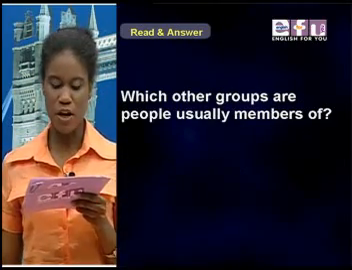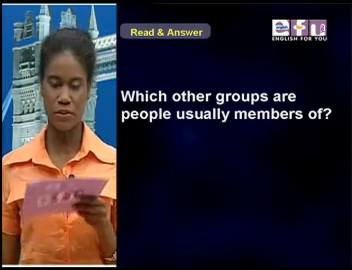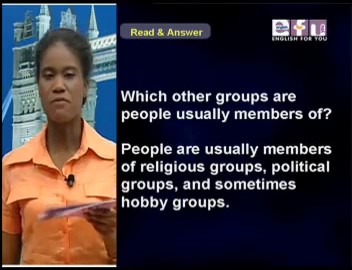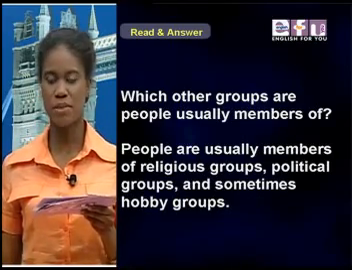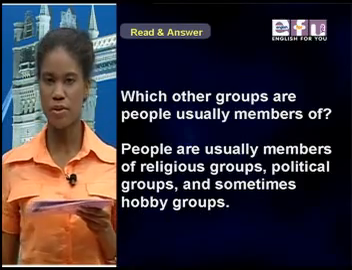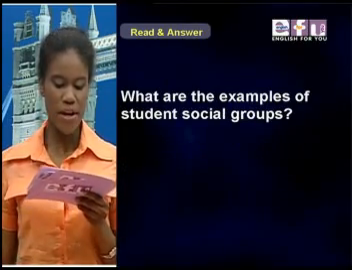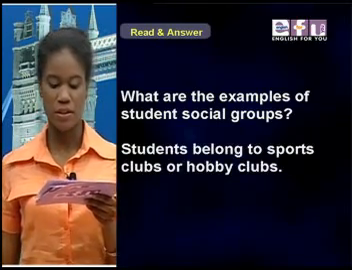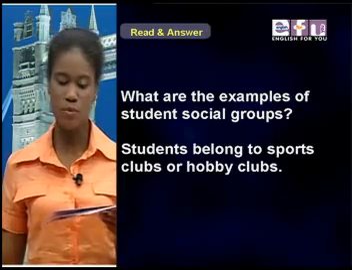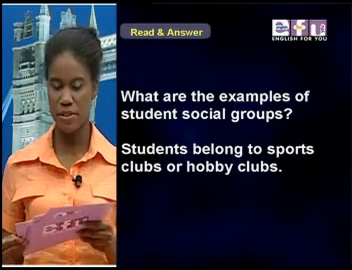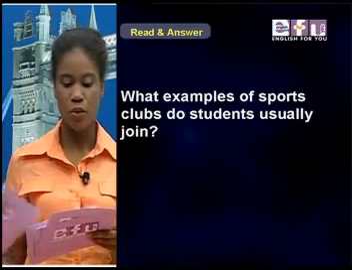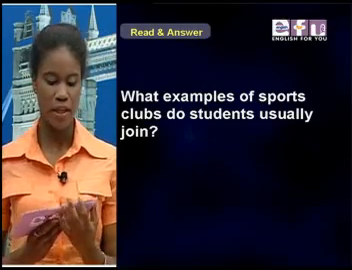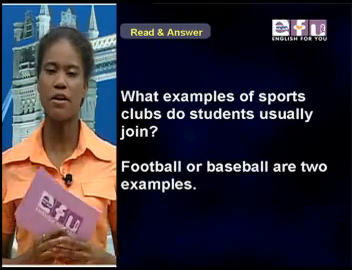Which other groups are people usually members of? People are usually members of religious groups, political groups, and sometimes hobby groups. What are the examples of student social groups? Students belong to sports clubs or hobby clubs. What examples of sports clubs do students usually join? Football or baseball are examples.